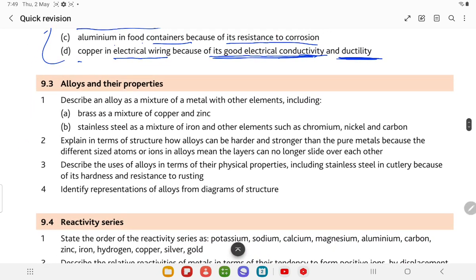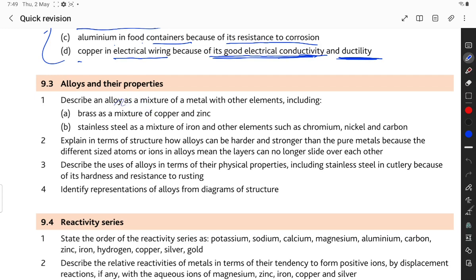Alloys and their properties. Describe an alloy as a mixture of metals with other elements. For example, bronze is an alloy, a mixture of copper and zinc. This is metal and this is metal. It means a mixture of metals, and stainless steel is a mixture of iron and other elements such as chromium, nickel and carbon. So this is a mixture of metals with other elements.